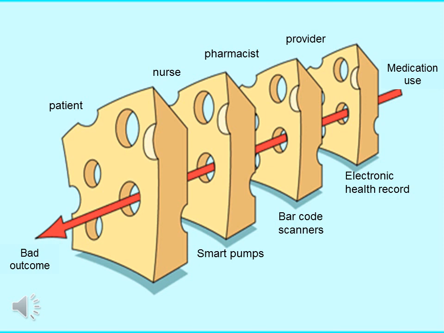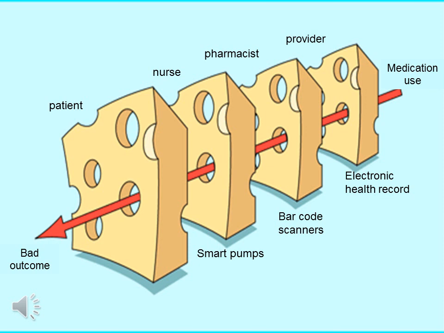We can use this model to think of medication errors in our safety system in a couple of different ways. If we look at the top of each piece of cheese, there is a person listed there. Each person could be thought of as a piece of cheese. A provider must make sure that the right medication is ordered.